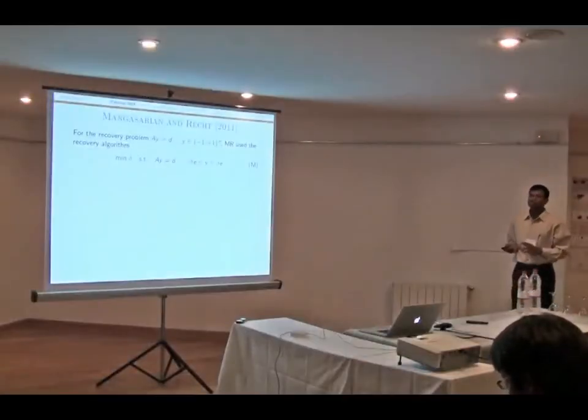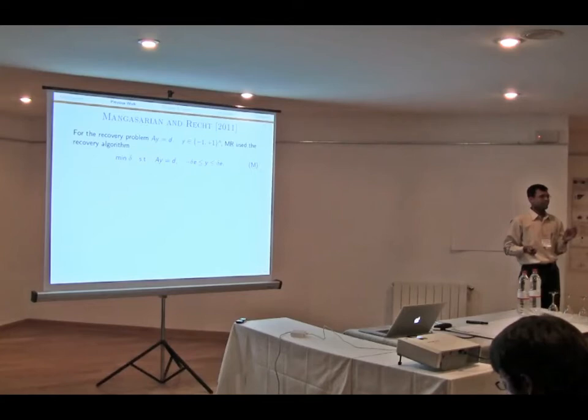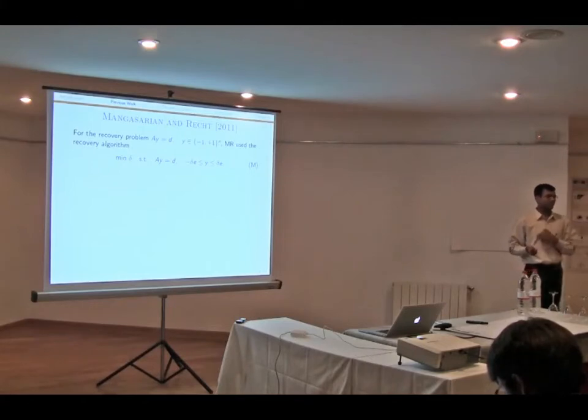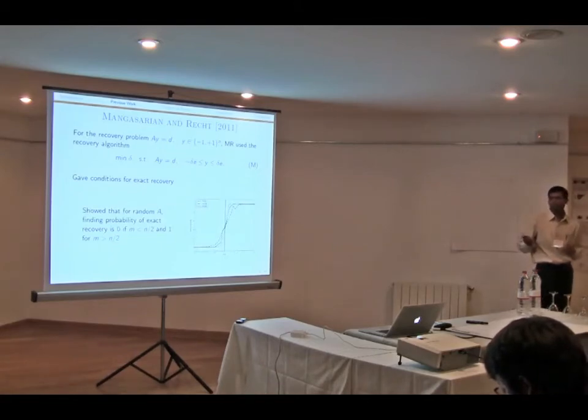One of the previous works is by Mangasarian and Ray. They took a transformed version of the problem, where they used binary signals of values plus and minus 1, basically mapping 0 to minus 1 and 1 to plus 1. For this system, they gave conditions for exact recovery, and also for random matrices, they showed that there is some kind of phase transition behavior of this recovery LP.